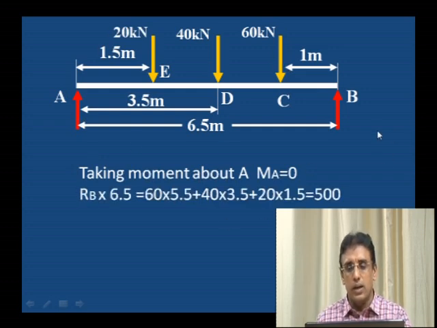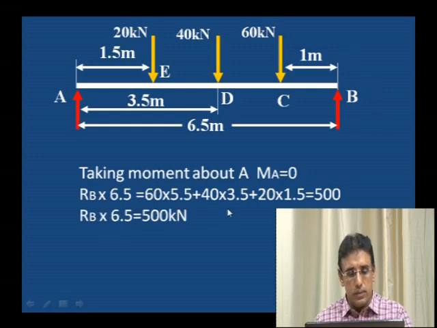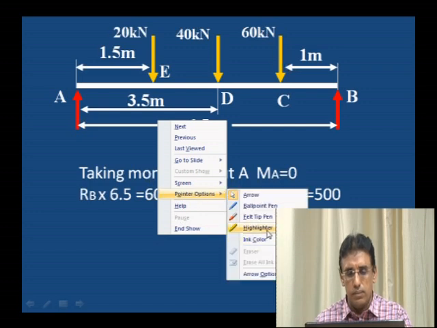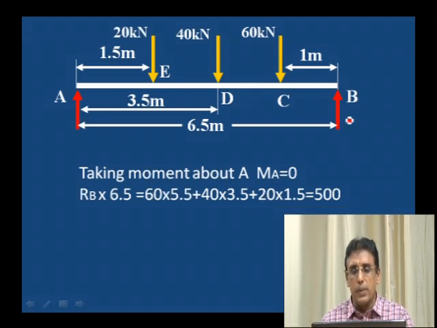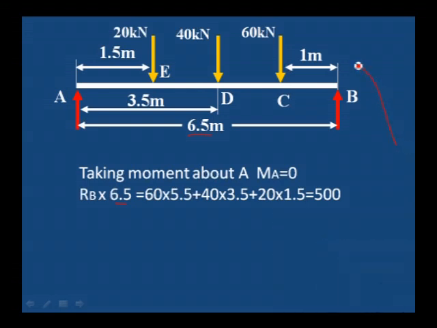Now just observe, RB is the value we needed. RB into distance is 6.5 meter. This is anti-clockwise, positive, and all other moments are negative. That is why all the negative moments we have transferred to the right side.